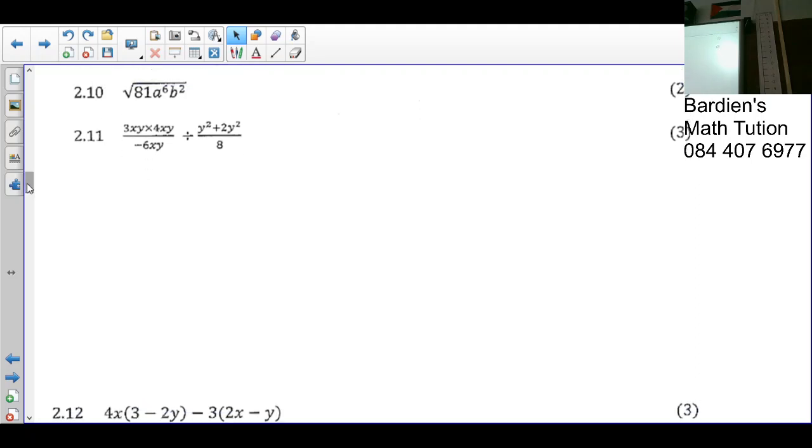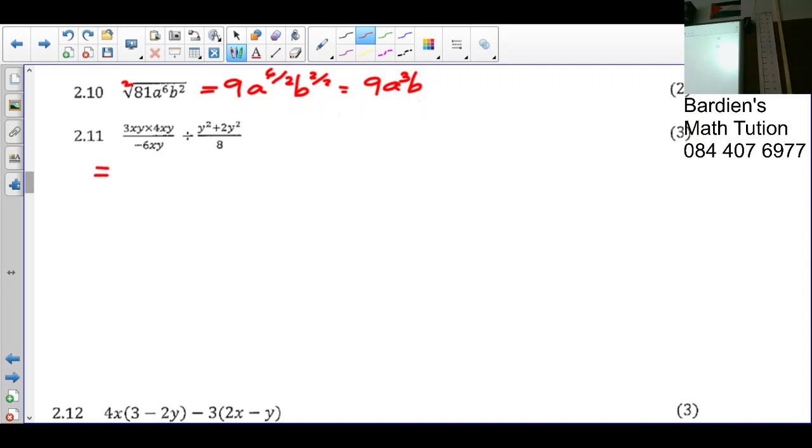Question 2.10. What's the square root of 81? 9 A. 3. How do you get 3? It's going to be 6 over 2. So that is the square root. B. 2 over 2. So it's going to be 9a^3b over b to the 1. You could have gone from the first step straight into the last, into the answer. Not so?